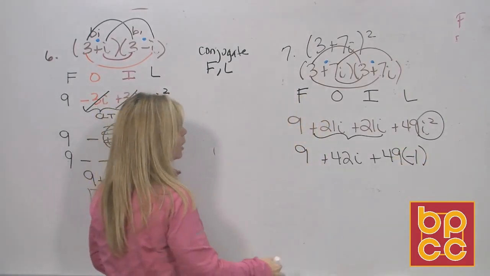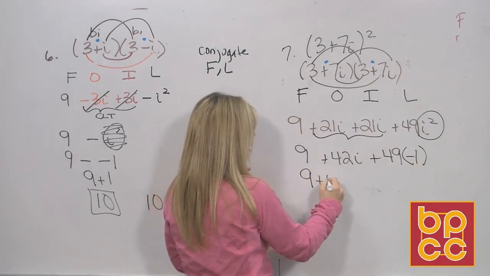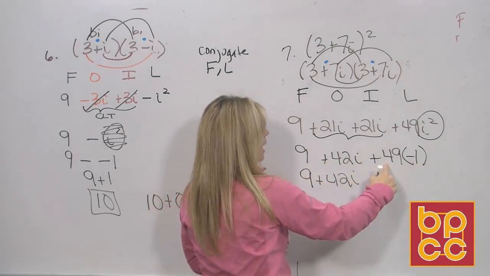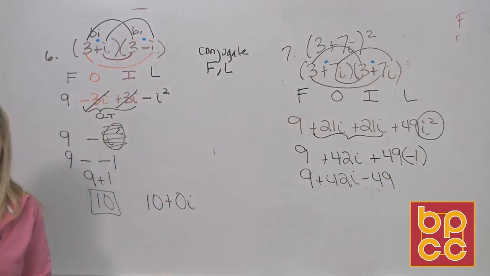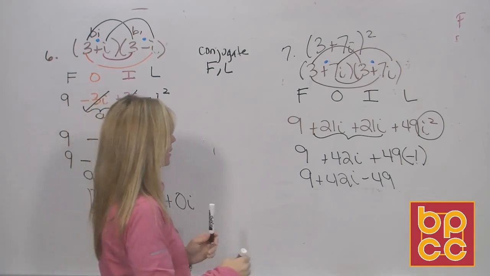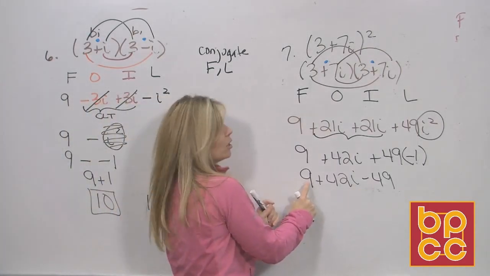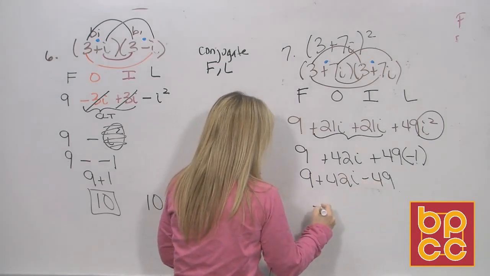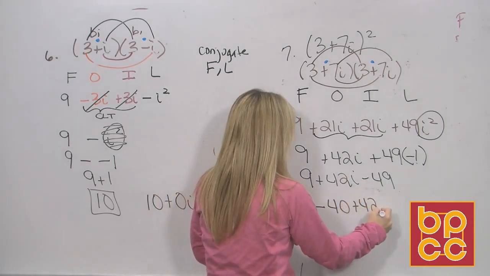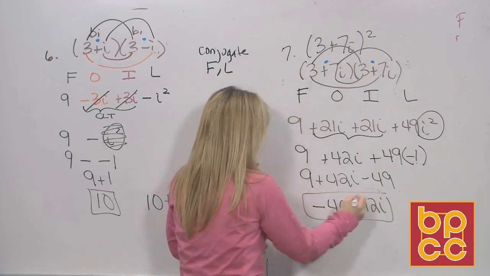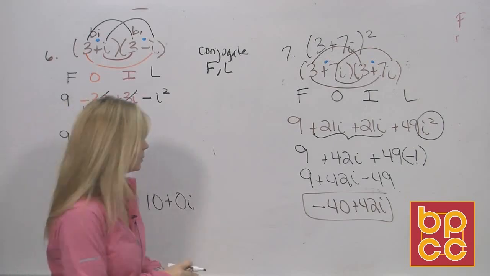So now we got to work this. We got to work multiplication before we do anything else. So we have 9 plus 42i, and a positive times a negative is a negative. Are we done, or can we continue? Sure we can. We have like terms. There's a real number, there's a real number. So 9 minus 49 is -40. Then there's your imaginary number, 42i. Put it together, it's called complex. So that is your answer.